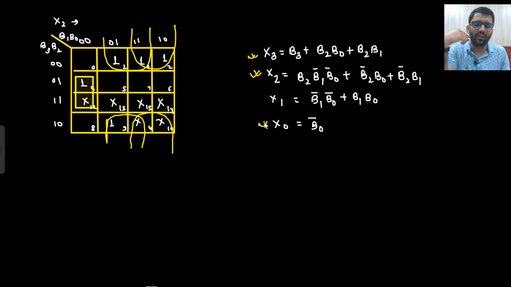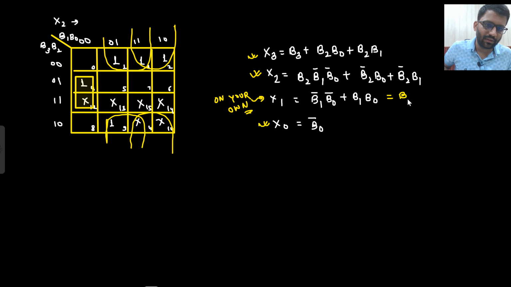Similarly, x3, x0 we can directly see. This you can do on your own. Do the practice on your own. You will get this expression, right? Which is actually an XOR gate. So this will look very simple.